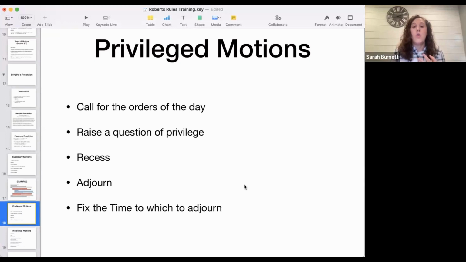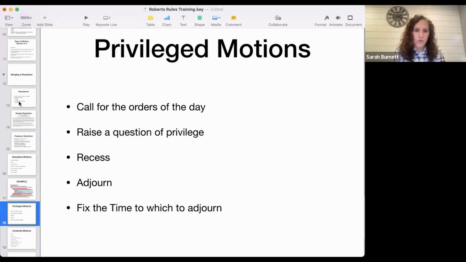Recess and adjourn, or fix the time to adjourn. Those are all pretty straightforward. Recess is like we're going to take a short break. Adjourn is ending the meeting. And fixing the time to adjourn is fixing the time to end the meeting. These are privileged, so they take higher precedence than the main motions or the subsidiary motions, which are dealing with business, because this needs to be dealt with quickly and it's an important issue. So those are your privilege motions.